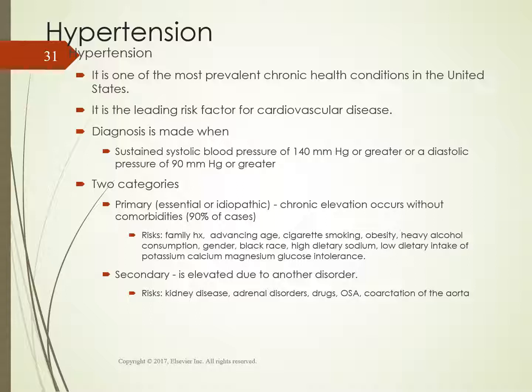So when we're looking at this, diagnosis is usually made when we have a systolic blood pressure of 140 or greater and diastolic pressure of 90 or greater. And so we want to make sure that we get more than one elevated reading to make this diagnosis.